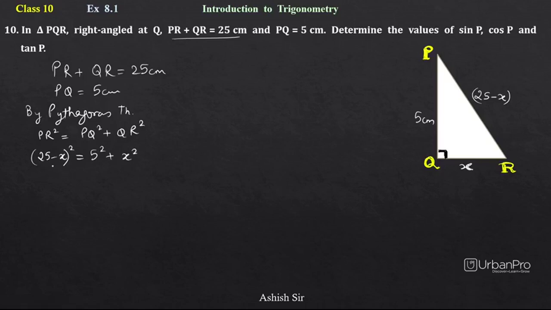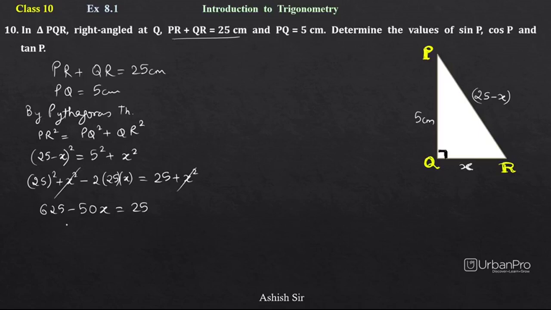Now here, if we open up the bracket, we can expand it. So what we get is A square plus B square minus 2 times A into B, equals 5 square, that is 25, plus X square. Now we see X square on both sides. We can cancel, they are of the same sign. 25 square is 625 minus 25 into 2, that is 50x, equals 25.